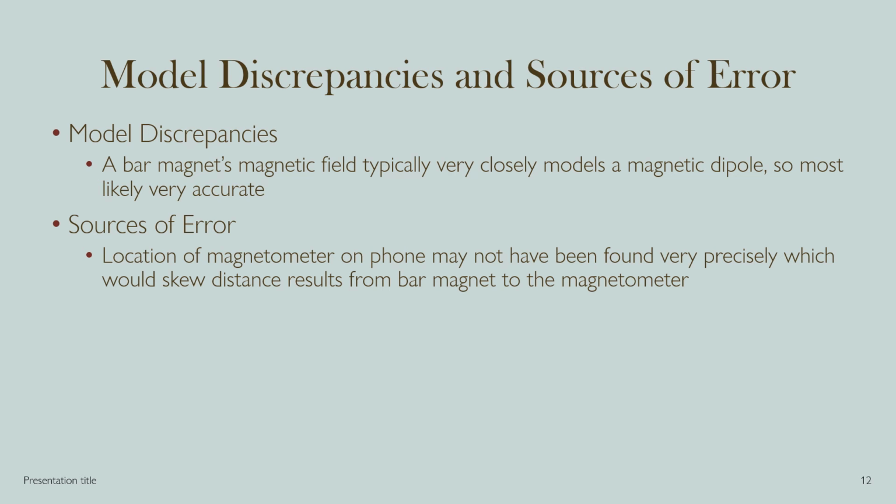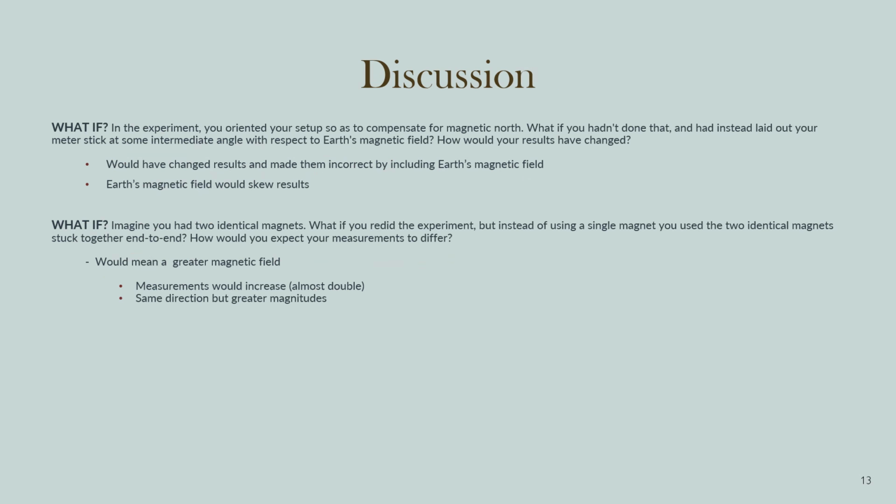Model discrepancies and sources of error. The model discrepancies are very little because a bar magnet's magnetic field is typically very close to a magnetic dipole, so it is very accurate. Some sources of error would be if the location of the magnetometer on the phone may not have been found very precisely, which would skew distance results from the bar magnet to the magnetometer.